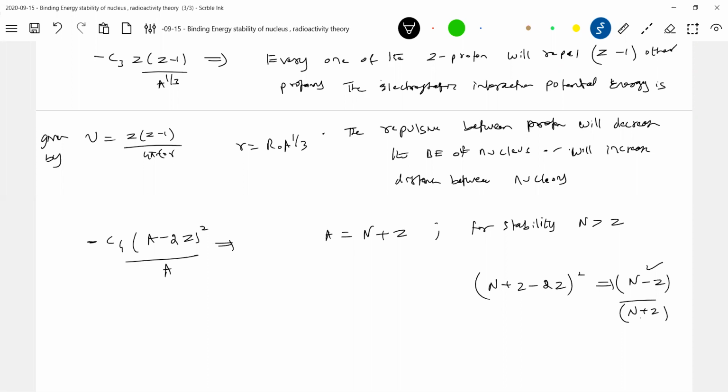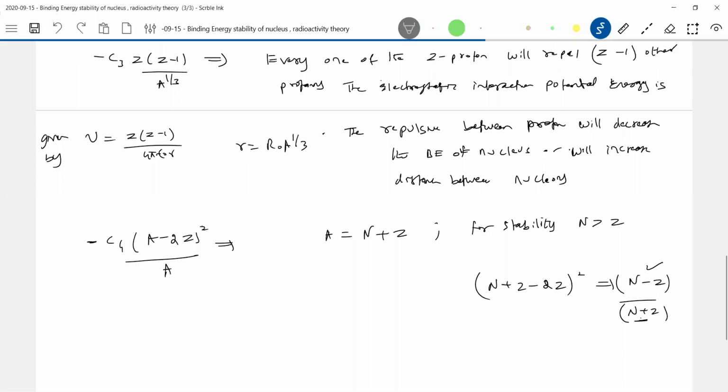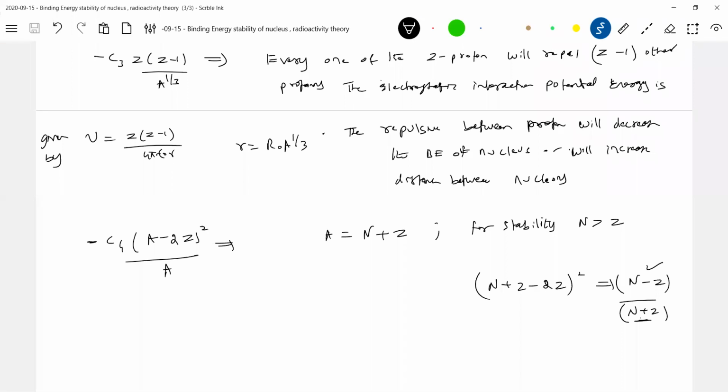So N minus Z is what matters a lot. If the value of N minus Z is greater, then it is said to be more stable. At the same time, N plus Z will come in the denominator. So that particular parameter will affect the binding energy of the system. Even the number of neutrons and protons matters a lot for the stability of that atom, so that will also have influence on the binding energy.